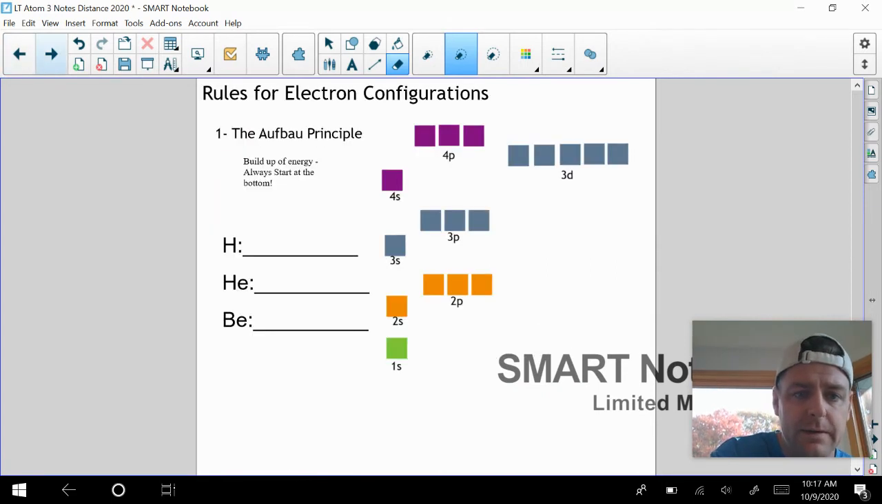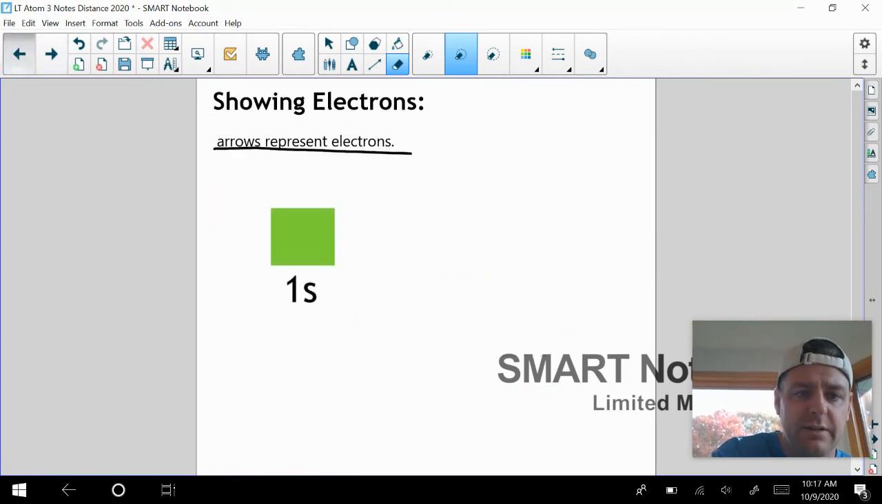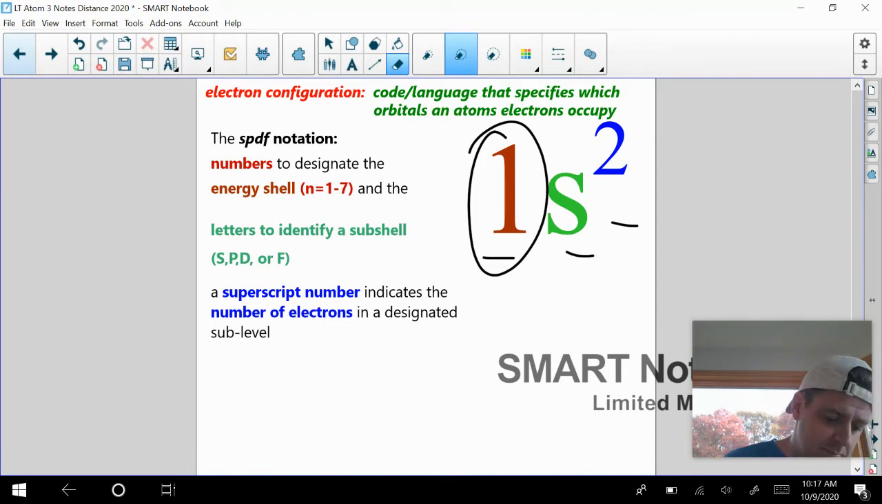We said there's this thing called electron configuration, and basically it's an address for all the elements. It's their house address. This is where they live. This is their exact house address.